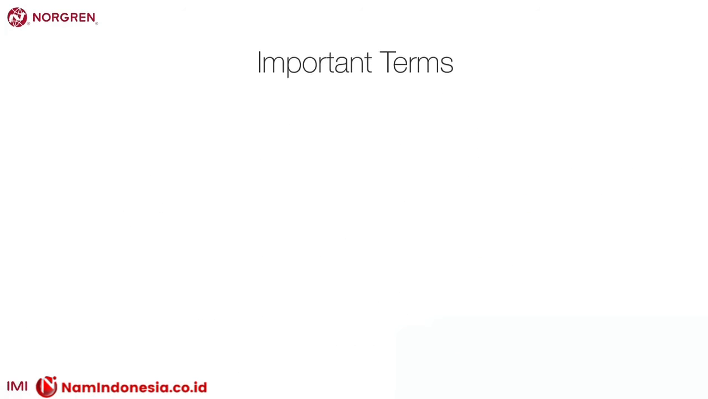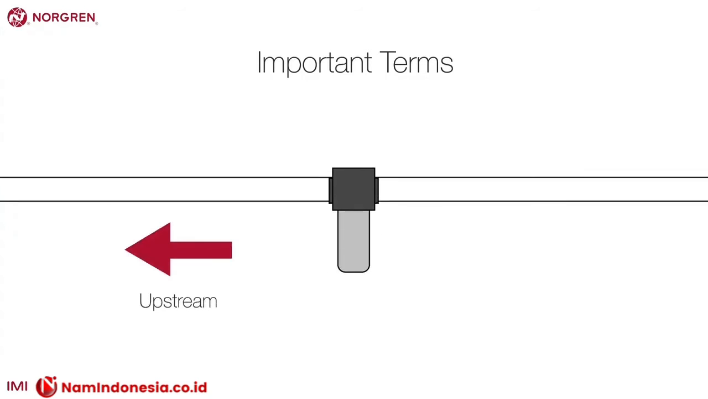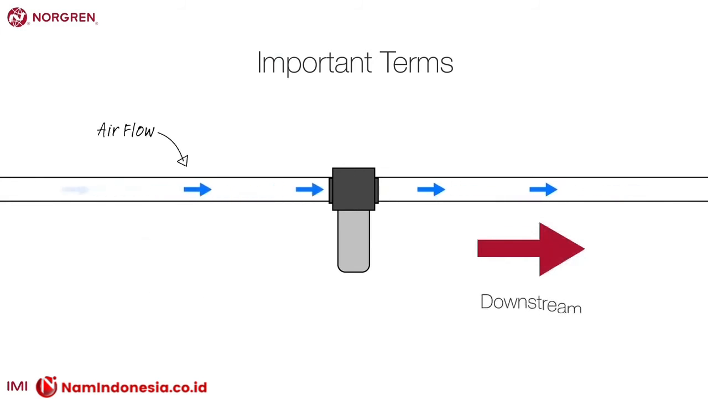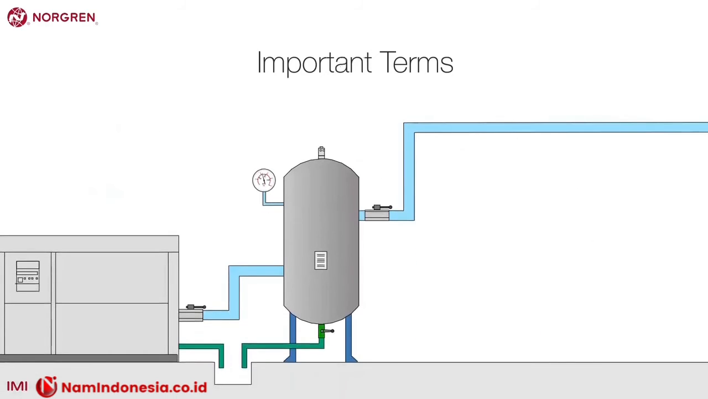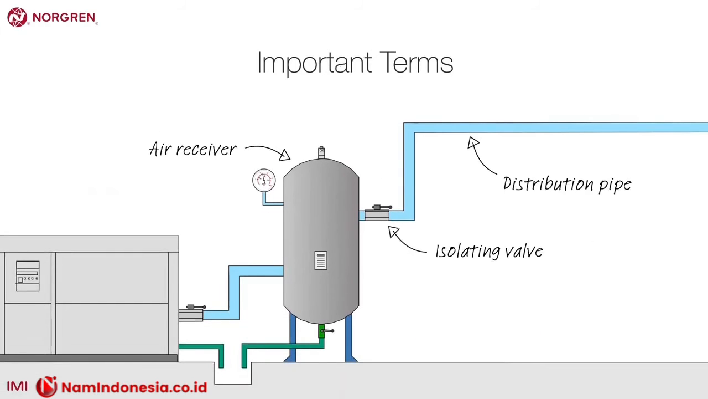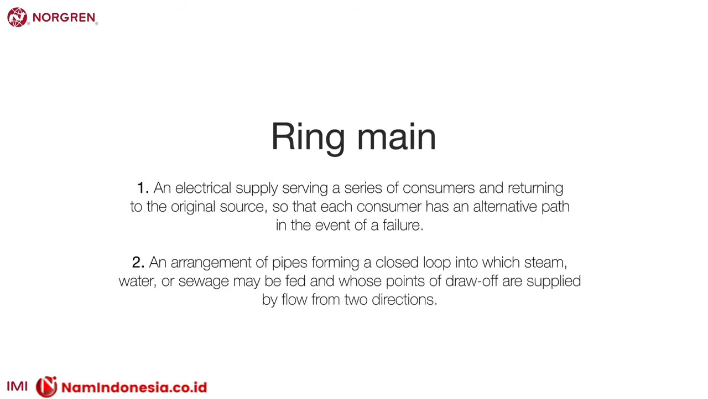Now let's look at some of the terms used here and in other parts of the compressed air world. Upstream refers to anything in a compressed air system before the point you are dealing with. Downstream is after. You can see from this example, the air receiver is upstream of the isolating valve and the distribution pipe is downstream.